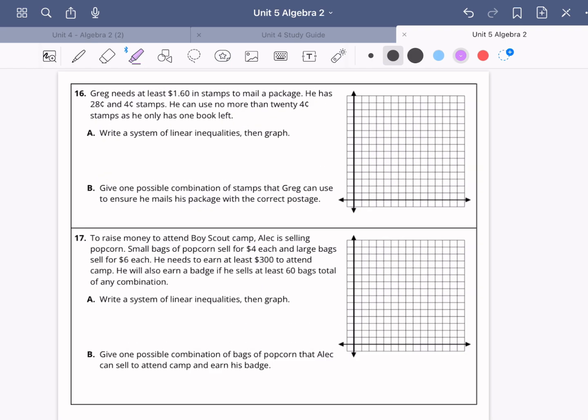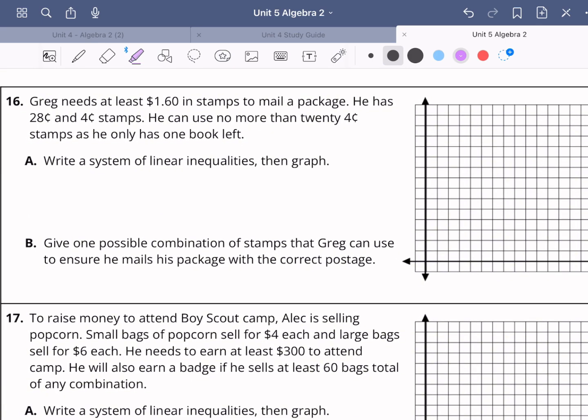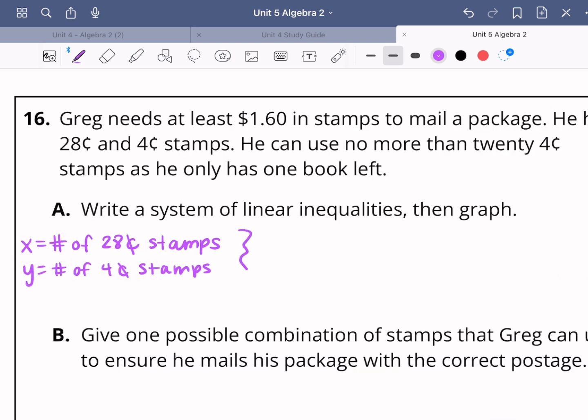Just a couple more systems with word problems. So we have different types of stamps. We have 28-cent and 4-cent stamps, and what we don't know is how many of each he has used. So let's write our system.